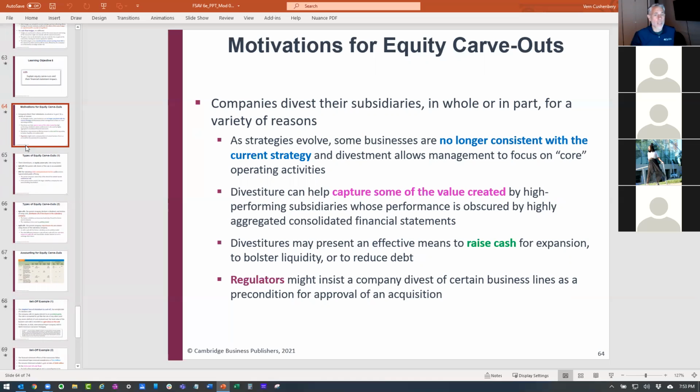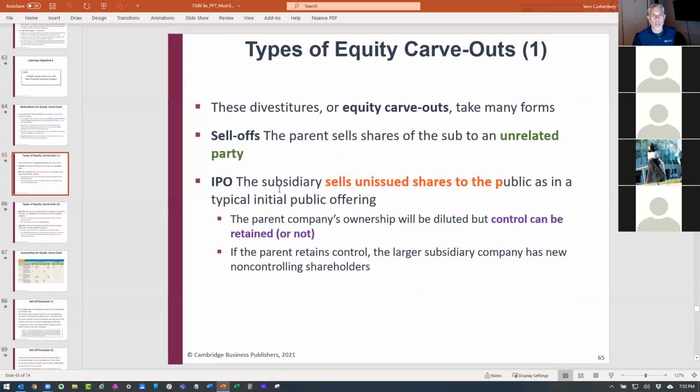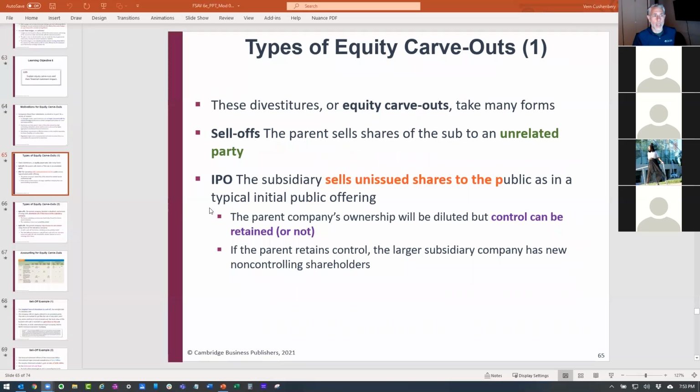And there's lots of reasons that we might do this. There are regulatory reasons. Maybe we want to raise cash. Maybe there's some strategic advantage. Again, you can find all of those in the equity filings of the companies that you're looking at. A couple different kinds are sell-offs. Say the parent sells shares of the subsidiary to an unrelated party. An IPO, I suspect all of you are familiar with initial public offerings where we sell shares to the public. Those are 2 different ways that you could carve out an equity investment.